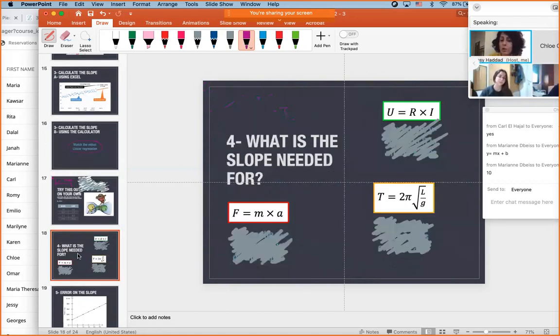Now, why do we need the slope? I will ask Dalal to help me. Dalal, this is Newton's second law.